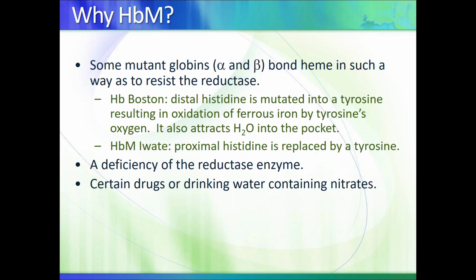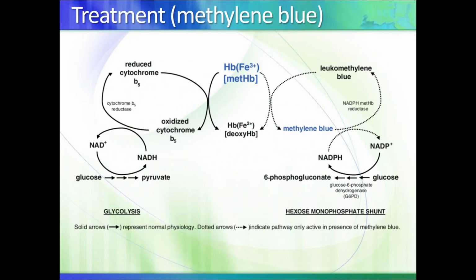You can also have deficiency of the reductase enzyme that results in the formation of methemoglobin as well. There are also certain drugs, as well as water containing nitrates. These are external factors that can result in the formation of methemoglobin as well. So what is the treatment for methemoglobinemia? Give the person methylene blue. Why?